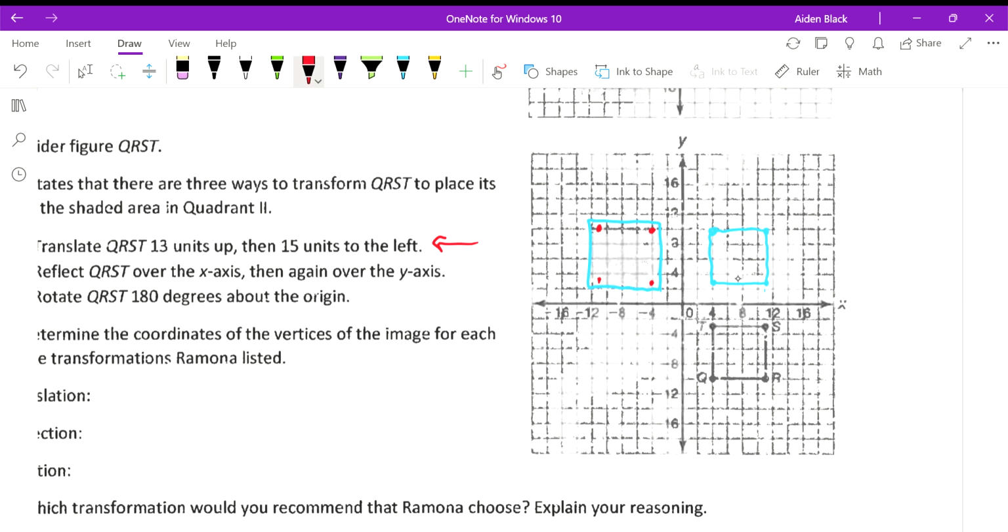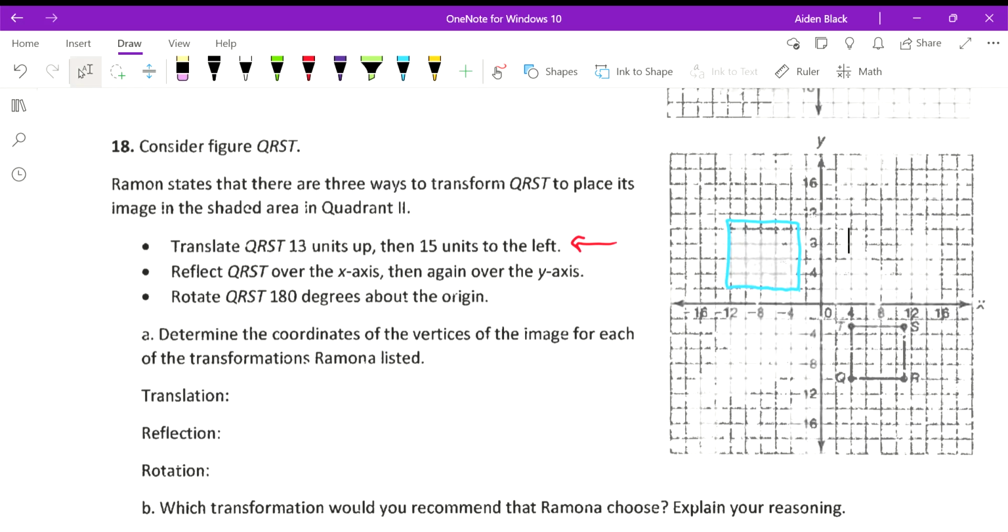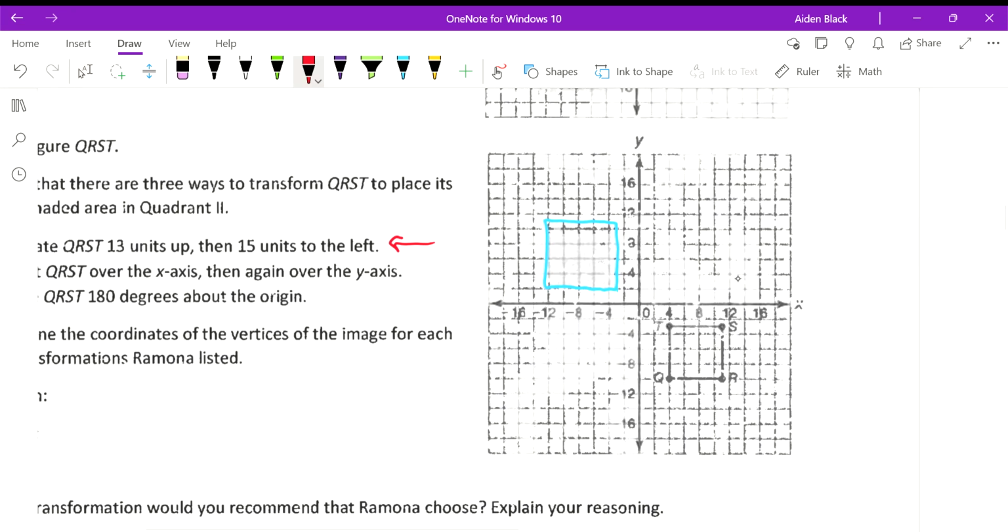So let's erase this. Okay. Now let's try a reflection of QRST over the x-axis, then again over the y-axis. So it looks like this is 3 units away from the x-axis. So let's go 3 units up. There's our T prime. Q is 1, 2, 3, 4. So 10 units. So we'll go 10 units up. It's 10 right here.